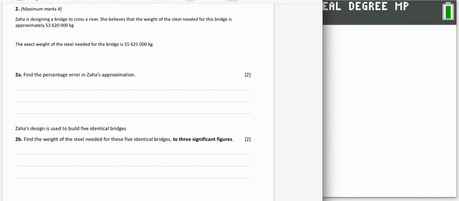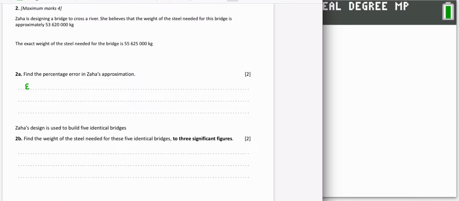Now the percentage error is an equation that's given to you in the formula book. And it states that the error is the approximation minus the exact, divided by the exact. And then we times that by 100 to get the percentage. And this is just taken as an absolute value, so we're not interested in the positive or negative. That just means whether it's an over or underestimate. So we're just going to fill that out with the information we were given.